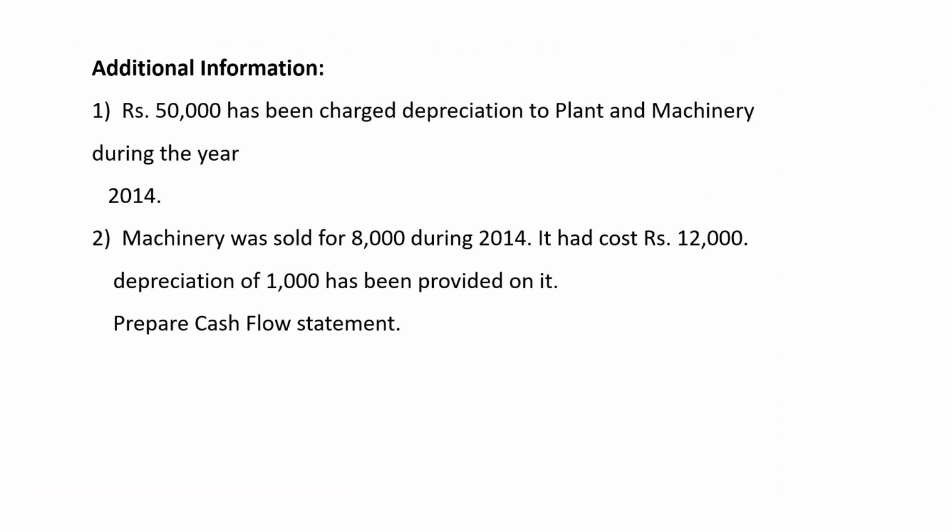Additional information: 50,000 rupees has been charged as depreciation to plant and machinery during the year 2014. Second, machinery was sold for 8,000 rupees during the year 2014. It had cost 12,000. Depreciation of 1,000 has been provided on it. Prepare the cash flow statement.